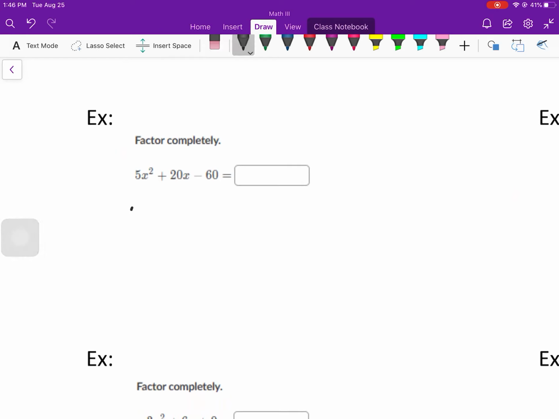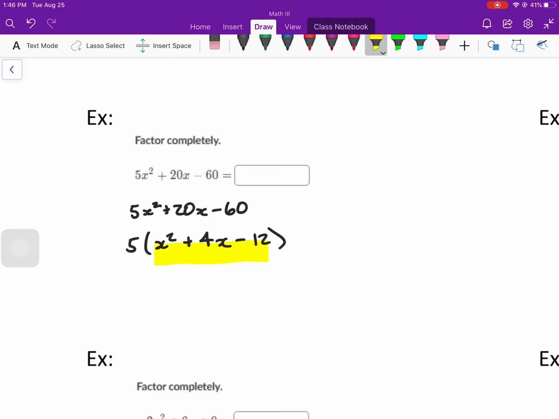So what we're going to do, we have 5x squared plus 20x minus 60. We're going to do a kind of pre-factoring. What do these all three have in common? Well, I can see they all can divide by 5. So I'm going to go ahead and do that. Divide a 5 from each one, so we'll have x squared plus 4x minus 12. All right, so that's like a pre-factoring. We brought this 5 out to the front. Now we need to focus on the quadratic on the inside.